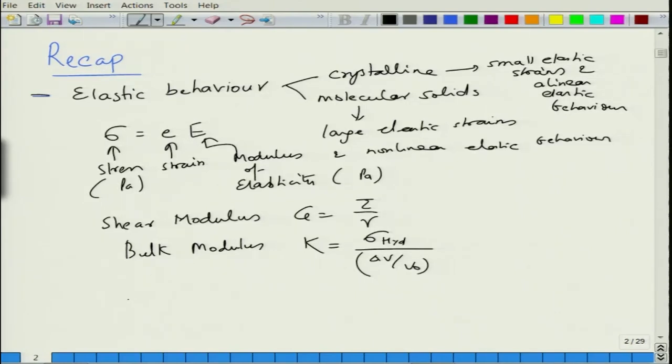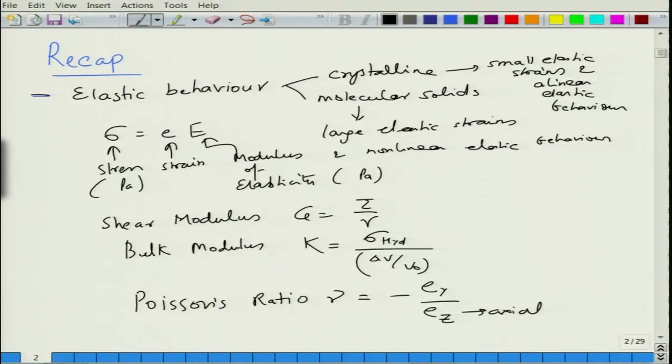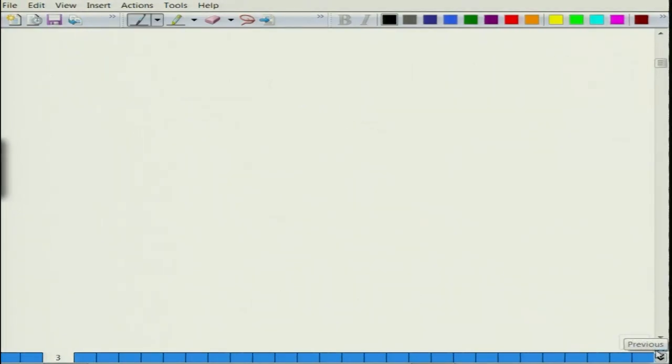And then another quantity that we defined was Poisson's ratio, nu, which is the ratio of transverse strain to axial strain, or lateral strain to axial strain. So axial is at the bottom and lateral or transverse is in the numerator. And then we were looking at the isotropic case of elasticity.